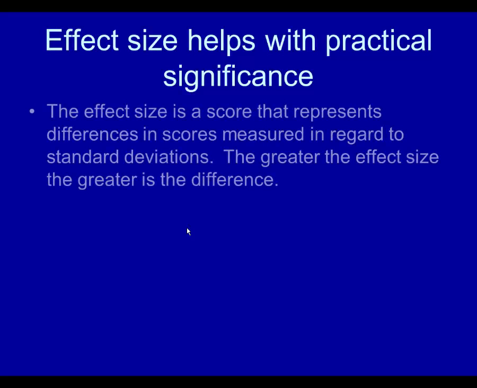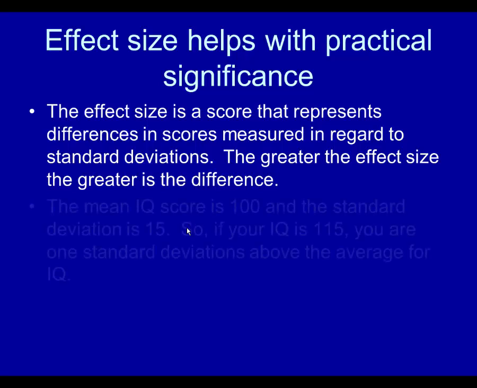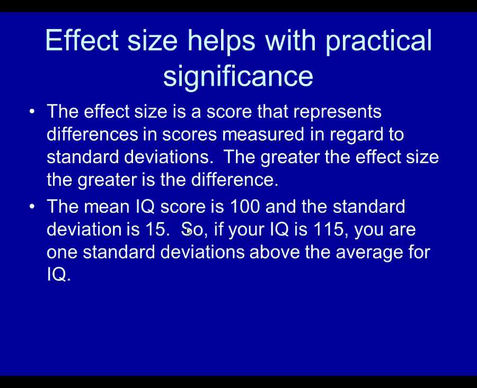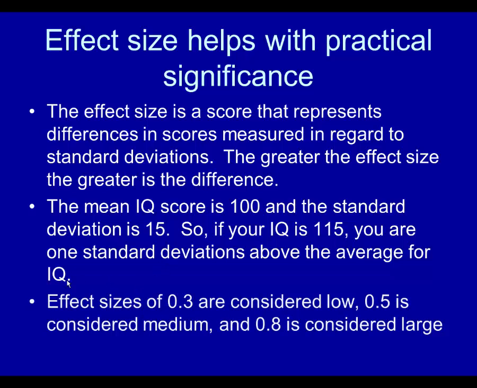Effect size helps with practical significance. The effect size is a score that represents differences in scores measured in regard to standard deviations. The greater the effect size, the greater is the difference. The mean IQ score is 100, the standard deviation is 15, so if your IQ score is 115, you are one standard deviation above the average for IQ. Effect sizes of 0.3 are considered low, 0.5 is considered medium, and 0.8 is considered large.